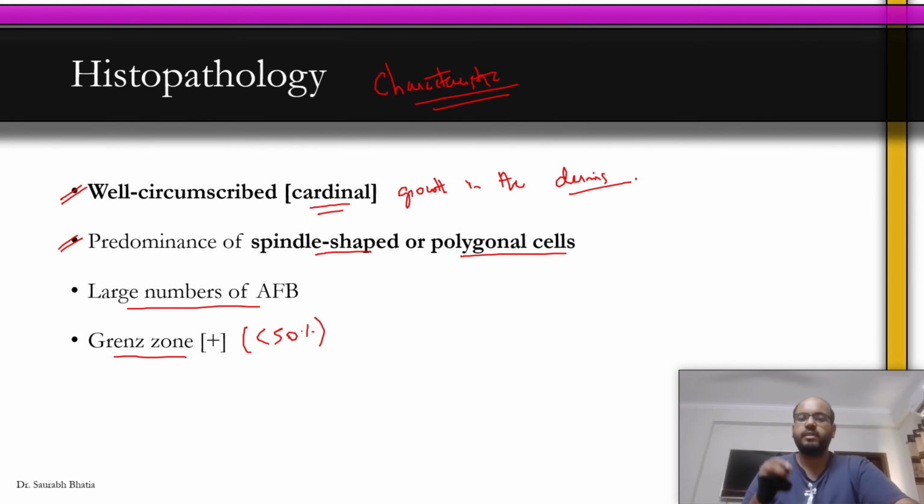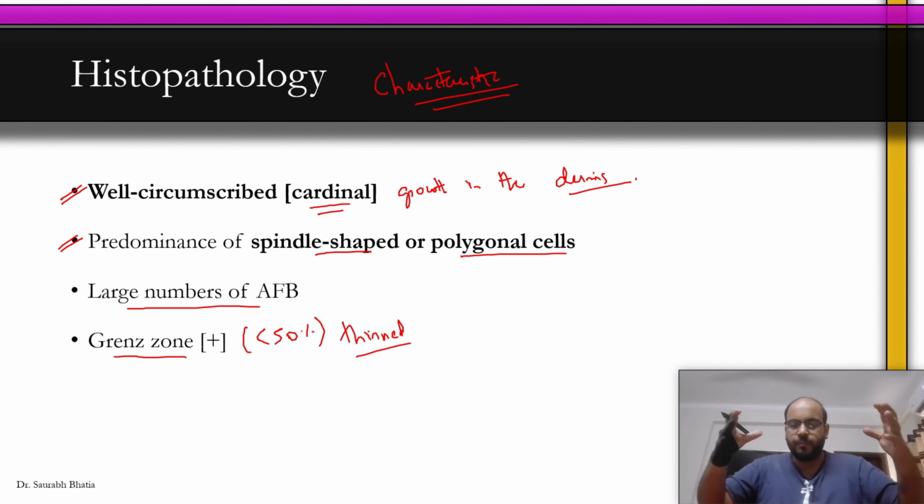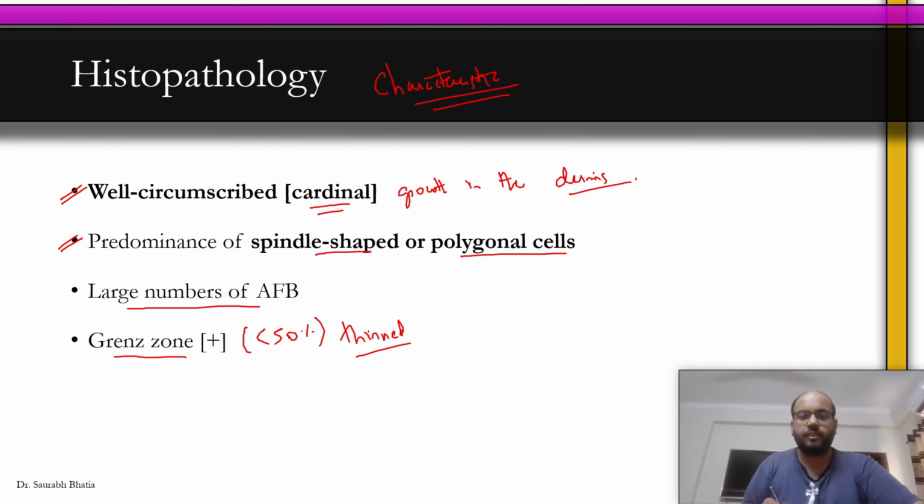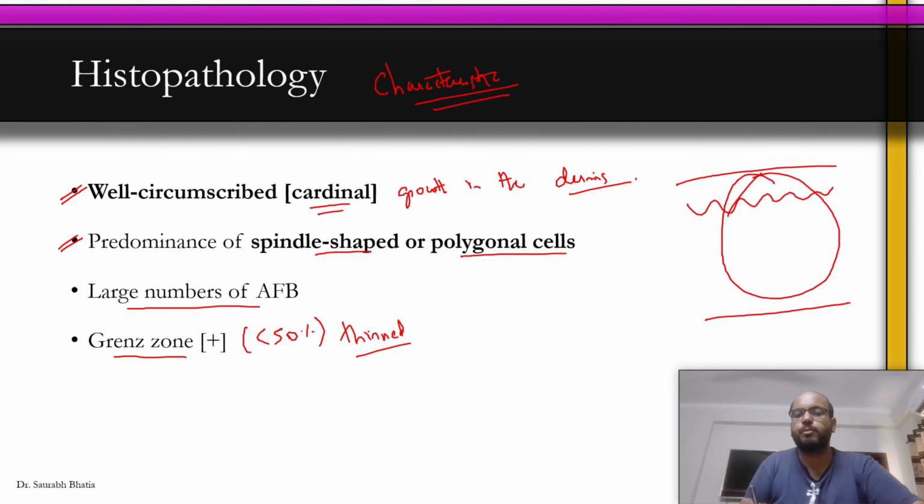Grenz zone is present, especially in about 50% of the cases, you will find a grenz zone. But the grenz zone is thinned out. Why is it thinned? Because of the fibrohistiocytic morphology of histoid leprosy that is continuously pushing around it. So what actually happens, if we just draw a diagram, so this is epidermis, this is dermis, you will see a dermal growth which is pushing the epidermis around it.